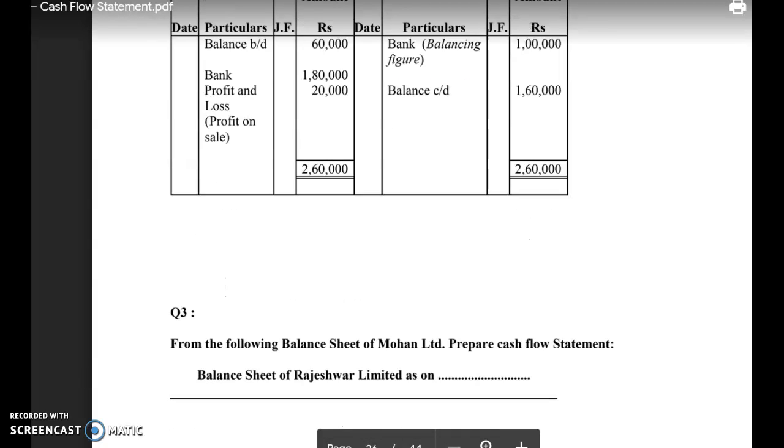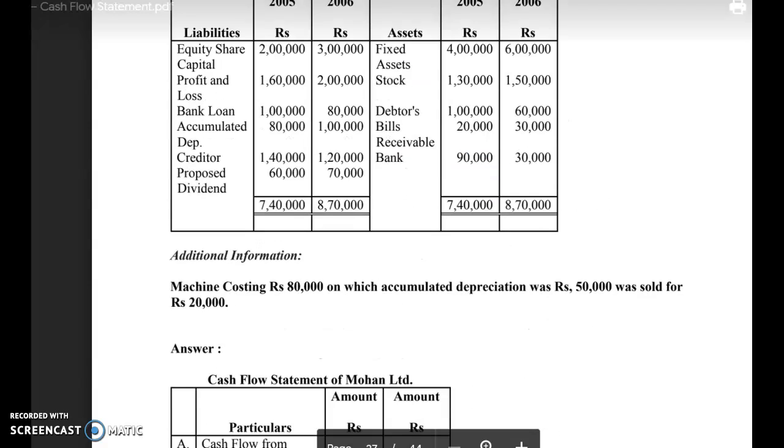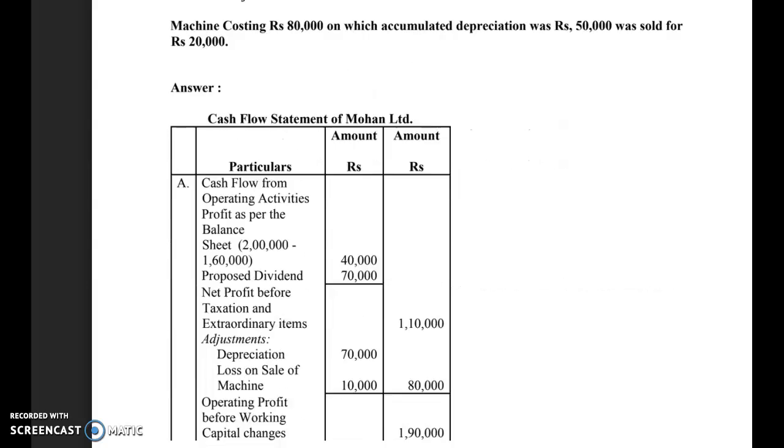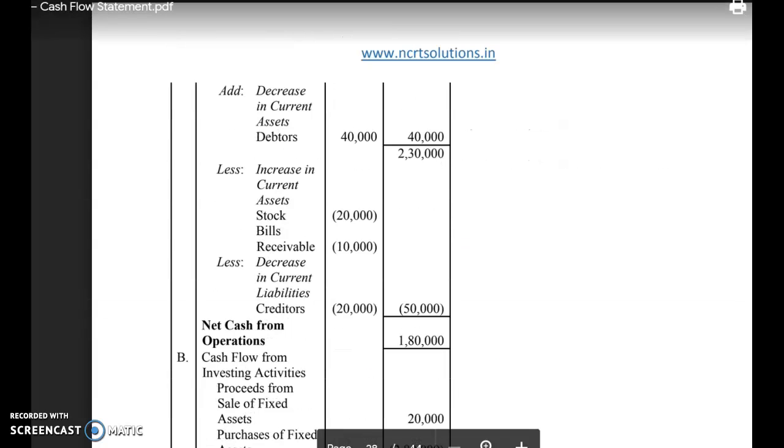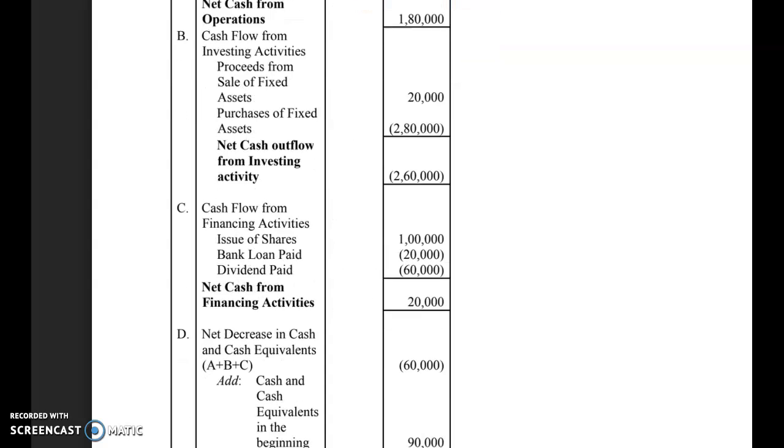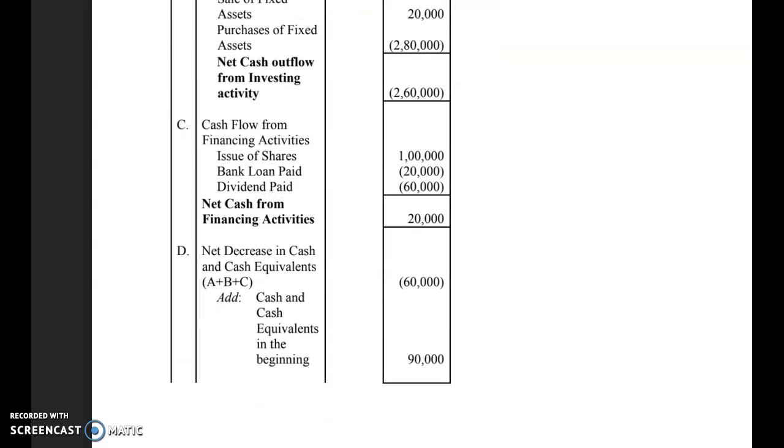Likewise, for the second item, it is given very simply that bank loan last year was 1 lakh, now it is 80,000. As I told you at the beginning of the question, bank loan is a long-term, non-current liability. So last year the loan was 1 lakh, now it is 80,000. What it means is that during the year 20,000 has been repaid by the enterprise. That 20,000 which is paid is an outflow, so it will be shown here as an outflow. We will write here 20,000 as bank loan paid, with a minus sign.